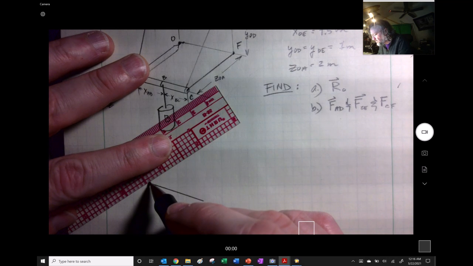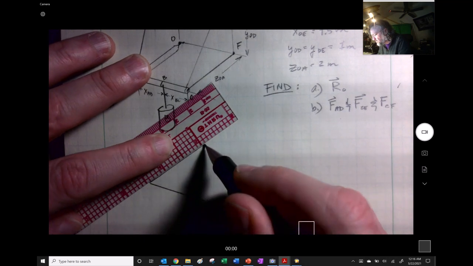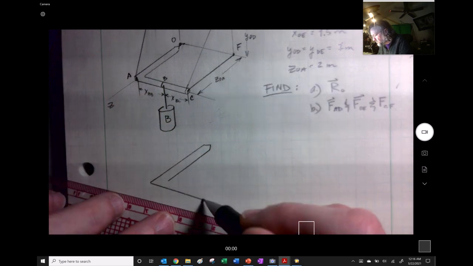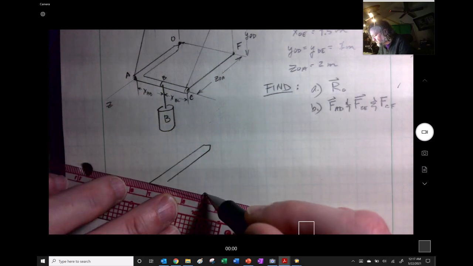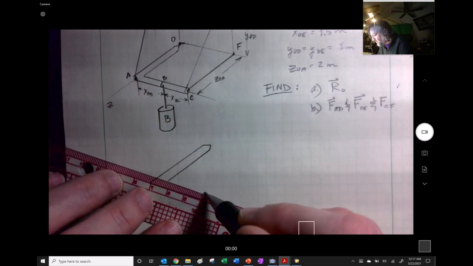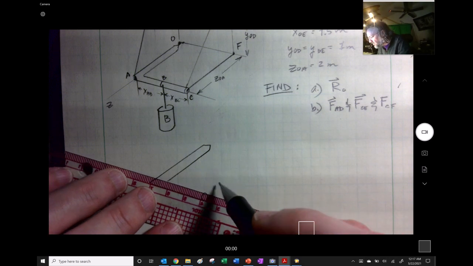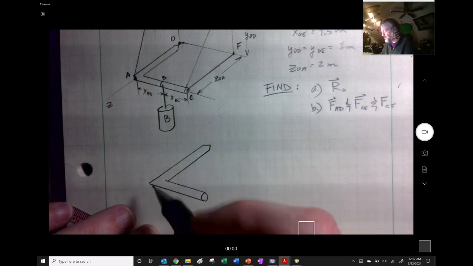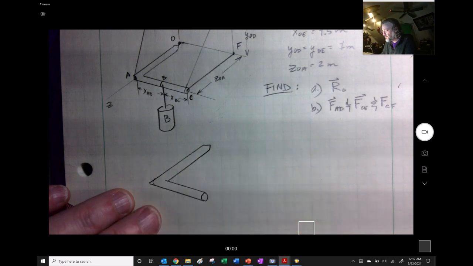Right, so I kind of simplified it a little bit, maybe. I have this see-through ruler so I can see whether a line is parallel or not, right? I'll cut it off. Okay.